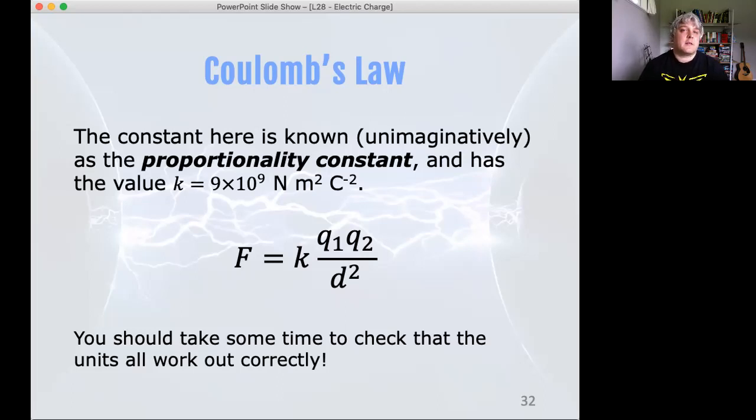I do recommend that even though you're probably happy to take my word for it, you go through and check the units work. We have a force on the left, we have K with the units just given right there on the right. We also have on the right 2 charges and a squared distance. So worth your time to just double check all those units work.